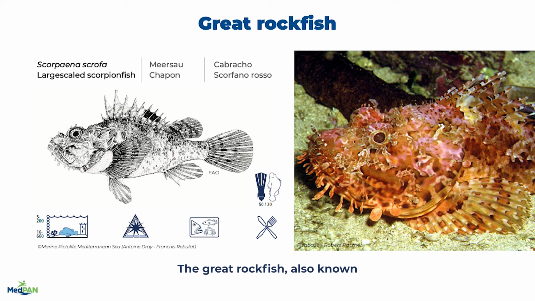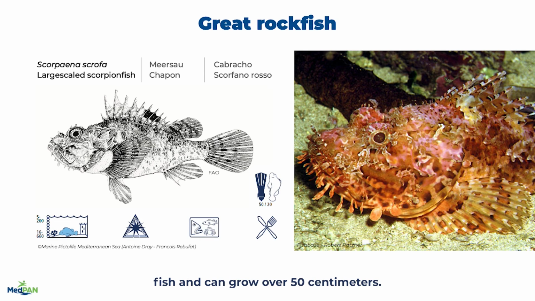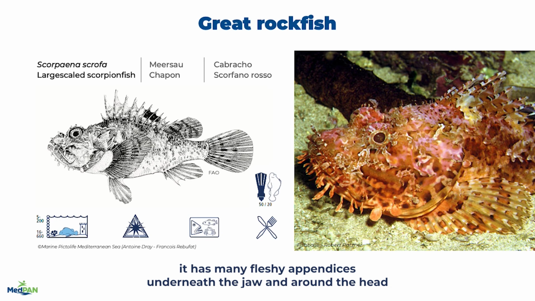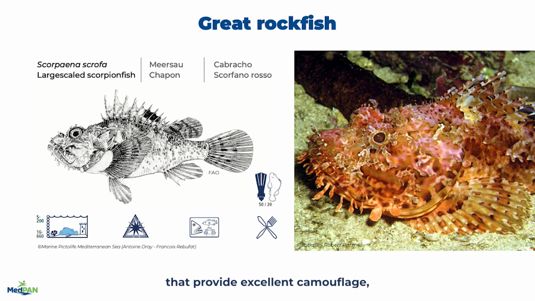The great rockfish, also known as Scorpaena scrofa, is the largest of the Mediterranean scorpionfish and can grow over 50 centimeters. It is highly prized in fish markets and restaurants and thus targeted by both commercial and recreational fishers. Recognizable by its tan and light brown color, it has many fleshy appendages underneath the jaw and around the head that provide excellent camouflage, helping it to blend into the rocky environments of the seabed.